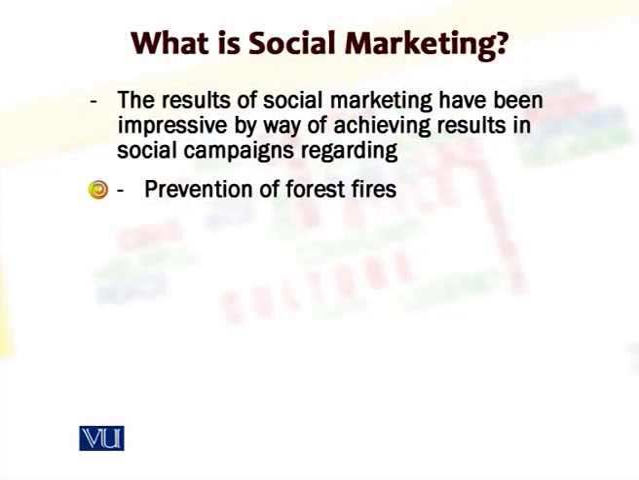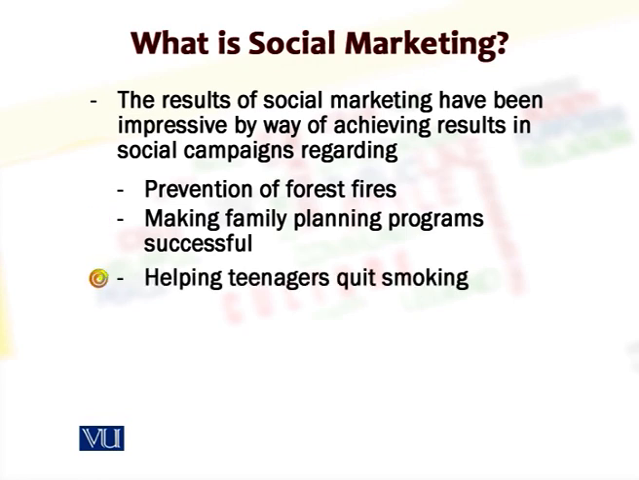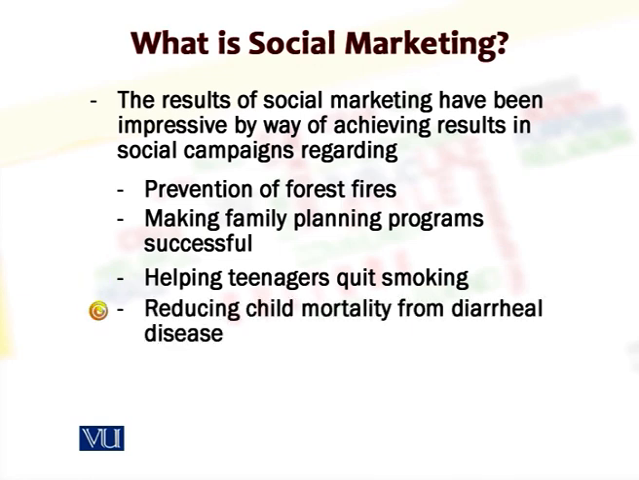As a matter of fact, the results achieved from social marketing over the last couple of decades have been very impressive all over the world. Social marketing has been used in terms of the prevention of forest fires, in terms of achieving success on the family planning side, in terms of having teenagers quit smoking, in terms of convincing people to administer the oral rehydration therapy in case of diarrhea, and therefore controlling child mortality. There have been so many different areas where social marketing has played its role. The only key is that social marketing brings about a complex and a sophisticated value exchange whereby it is the customer who stands to gain and not the marketer.